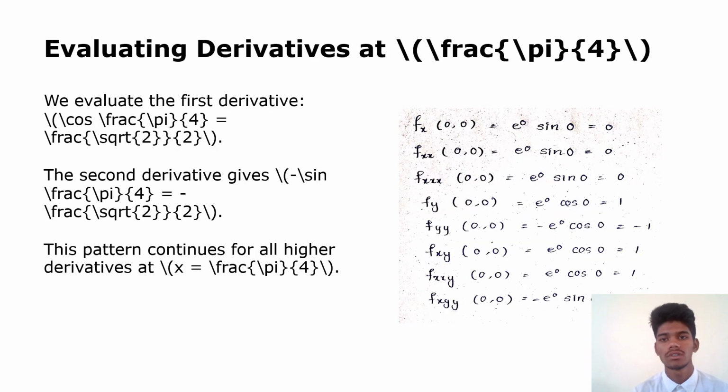Evaluating derivatives at the point. We evaluate the first derivative and the second derivative as the pattern goes on. This pattern continues for all higher derivatives. fx of 0, 0 is equal to e power 0 sin 0, which is equal to 0. fxx of 0, 0 is equal to e power 0 sin 0, which is equal to 0. fxxx is equal to 0, fy is equal to 1, fyy is equal to minus 1, fxy is equal to 1, fxxy is equal to 1, fxyy is equal to 0.